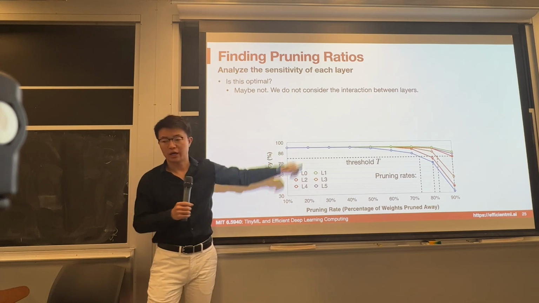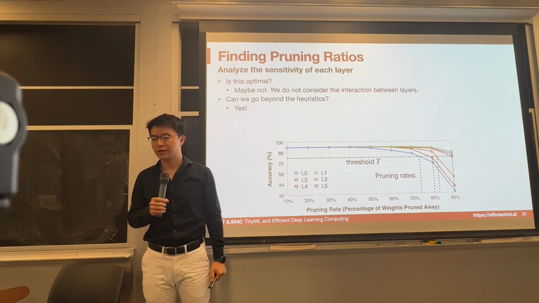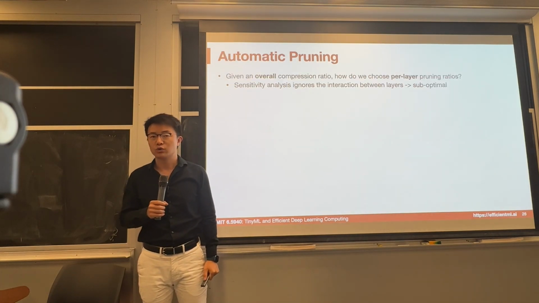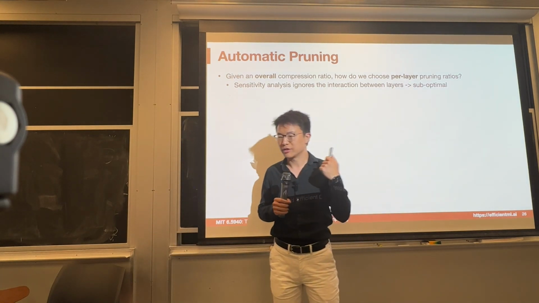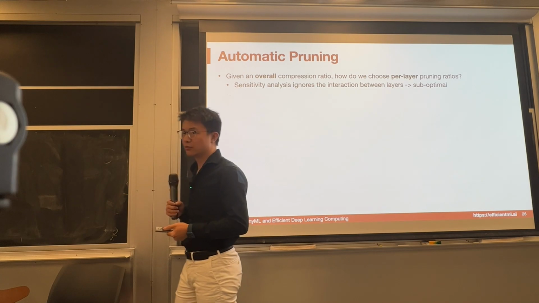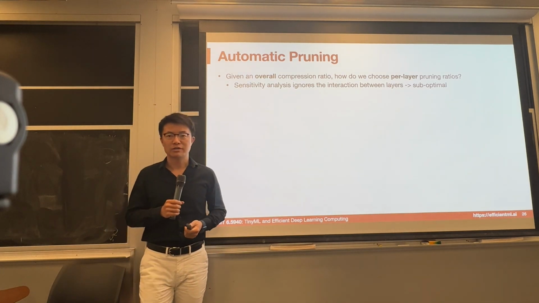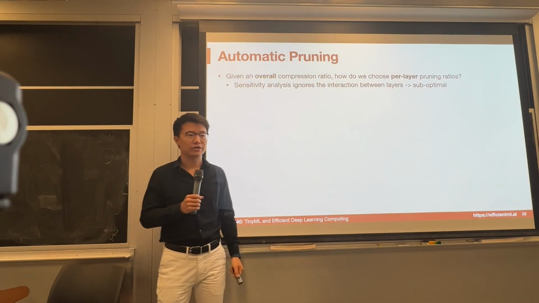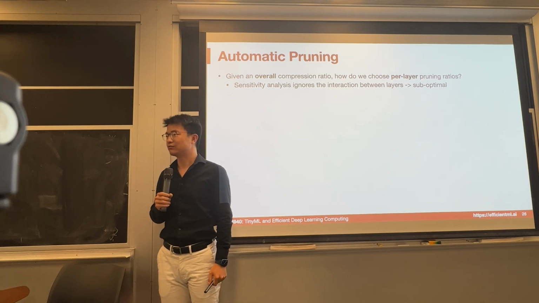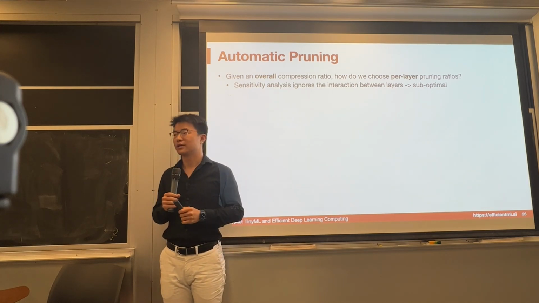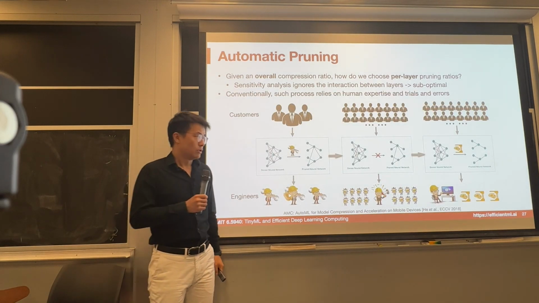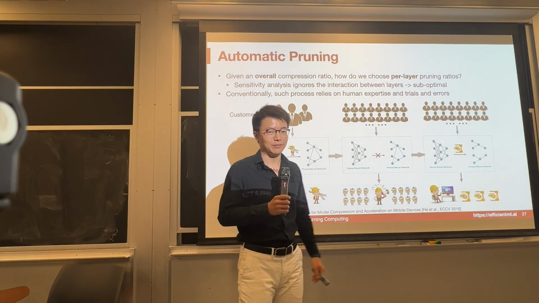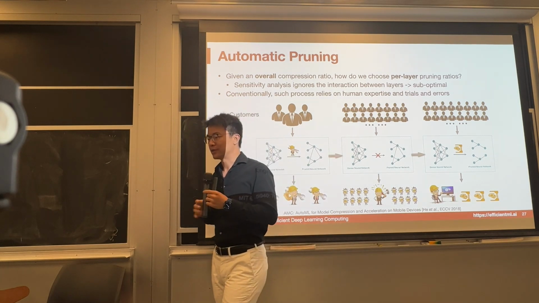Right, this is catch one, the interaction between the layers. And also, how do we go beyond the heuristics? This is very easy to implement from the engineering perspective, but like we mentioned, we didn't consider the interaction between different layers, but we are assuming different layers' sensitivities are independent. So we need to make it more scalable rather than this hand selection.